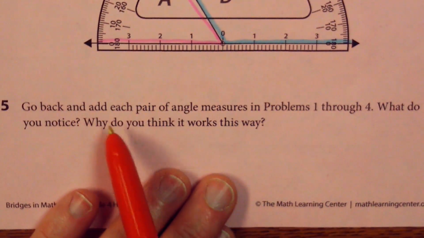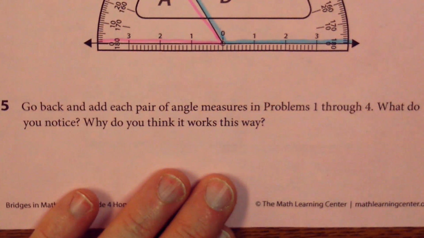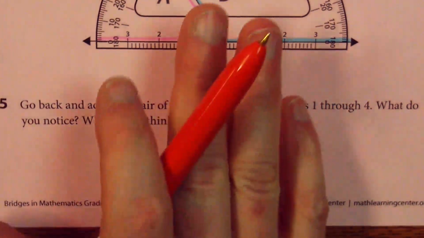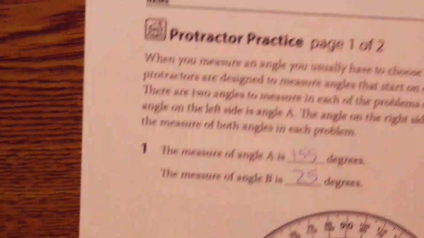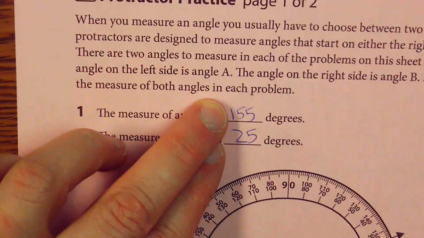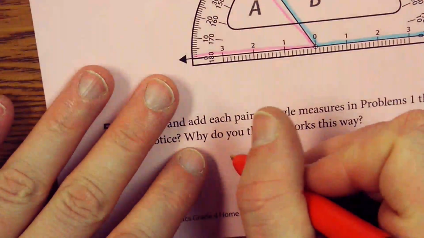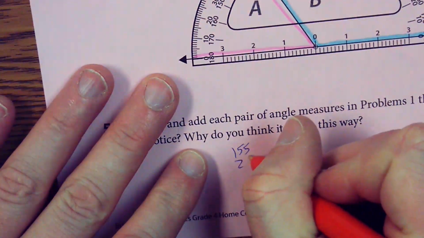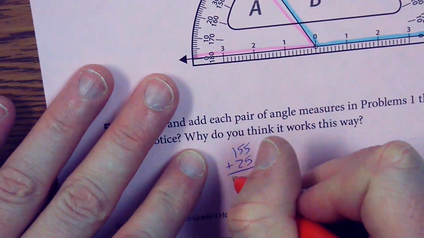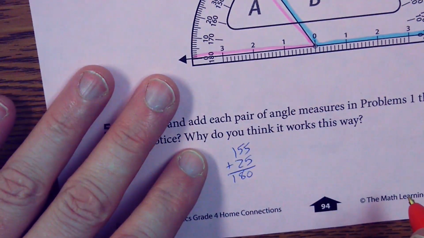Go back and add each pair of angle measures in problems 1 through 4. What do you notice? Why do you think it works this way? So you go back. Like, let's say you go back to this question. Add both of them together. 155 plus 25. I add them both together, I get 180.